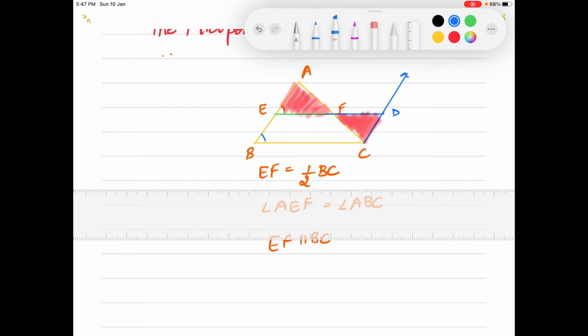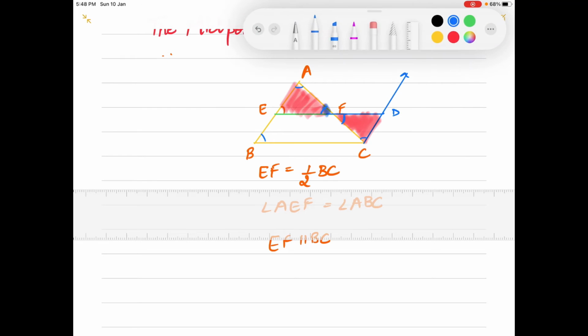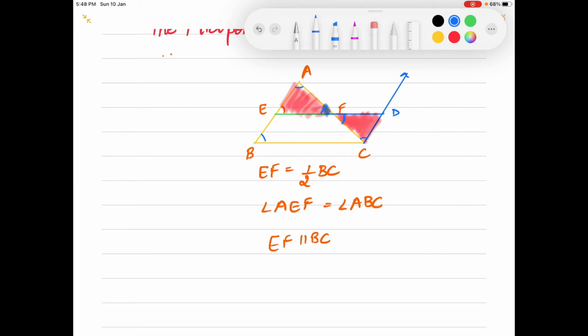And how ASA congruency rule? Angle AFE will be equal to angle CFD as vertically opposite angles, and our side is common and another angle is this angle. Okay, so by ASA congruency rule, triangle AEF will be congruent to triangle CFD. Now EF will be equal to DF also, and BE is equal to AE is equal to DC. Okay, as all these are the sides of the triangle.